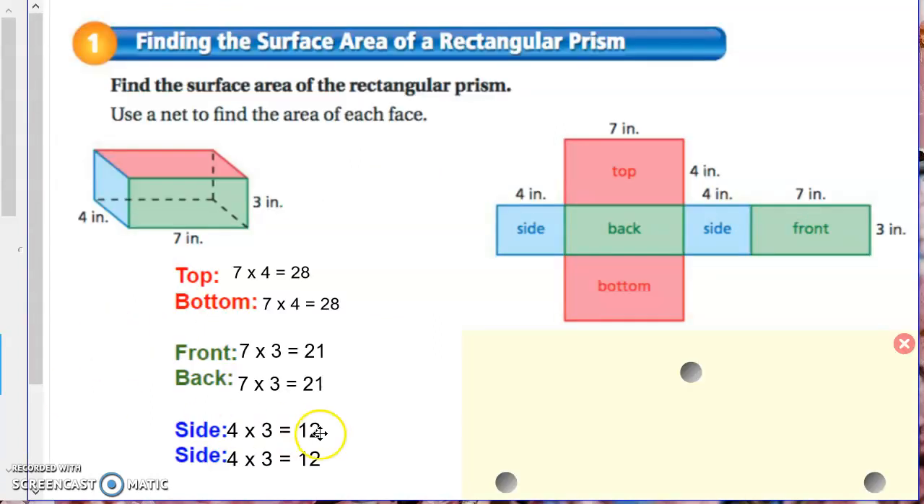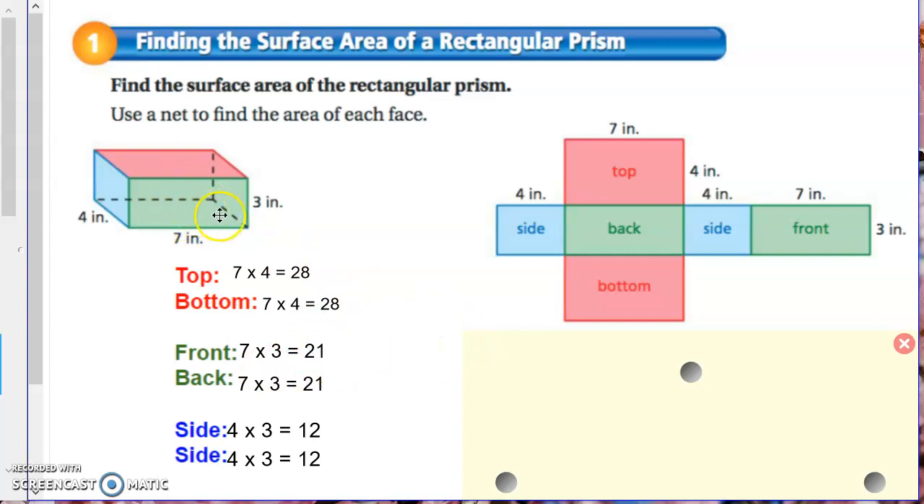So looking at example 1, I know that I have to find the area of the top and bottom, the front and back, and the 2 sides. So first I start with this little guide here and I write down top, bottom, front, back, side, side. And that kind of gives me a guide for what I need to focus on for each part. So first the top is a rectangle that is 7 times 4, so 7 times 4 is 28. Well, luckily the bottom is those exact same measurement, so 7 times 4 would also give me 28.